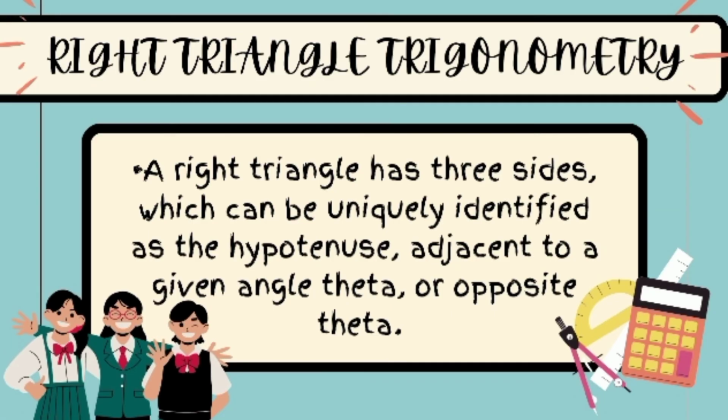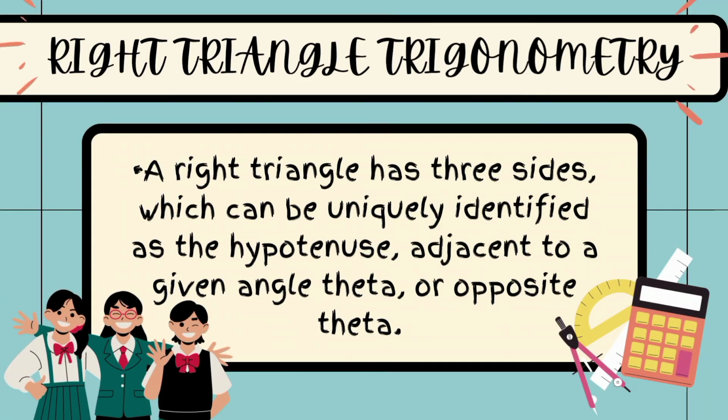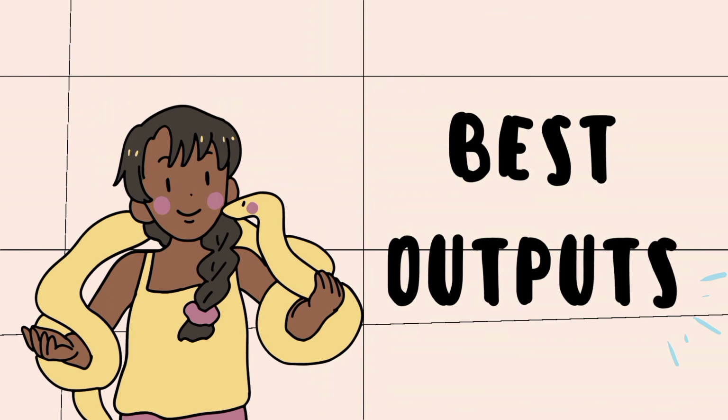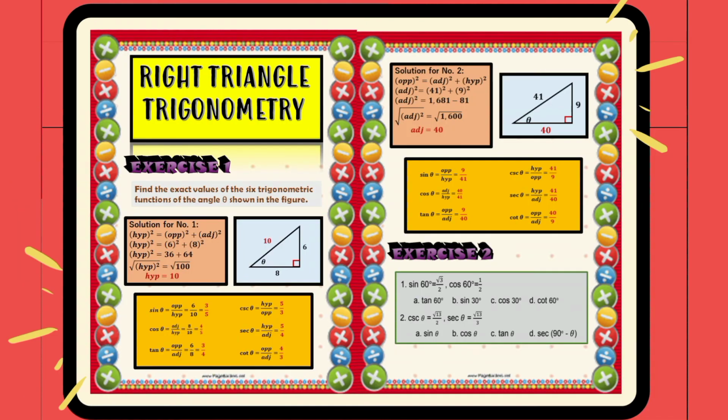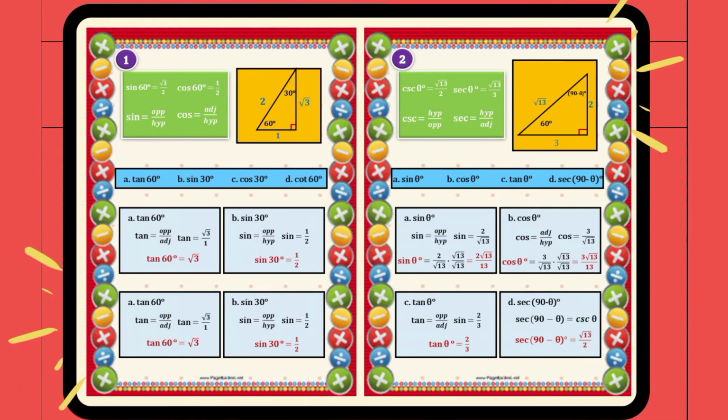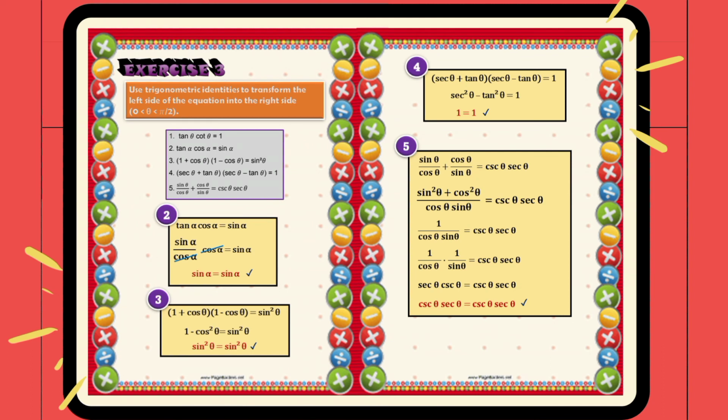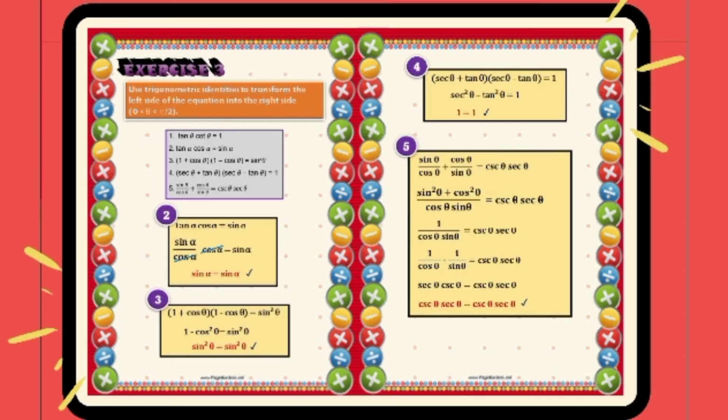A right triangle has three sides, which can be uniquely identified as the hypotenuse, adjacent to a given angle theta, or opposite theta. This is the best output for this topic. For the output, we are tasked to answer the following exercises. Using the Pythagorean theorem, determine the trigonometric function and use trigonometric identities.